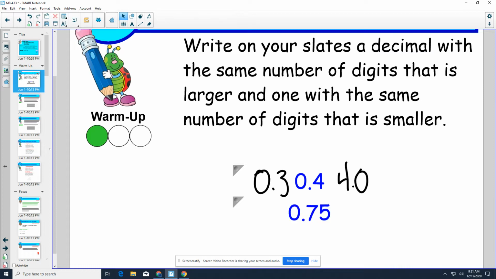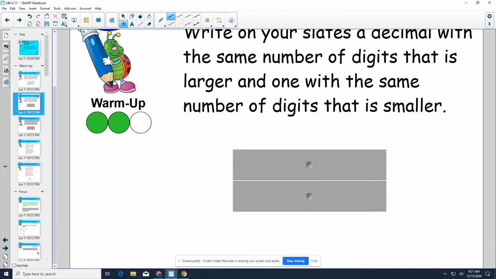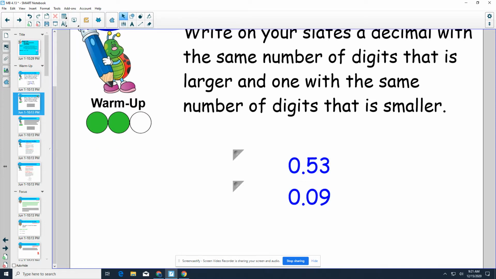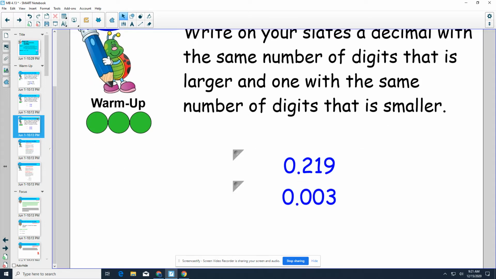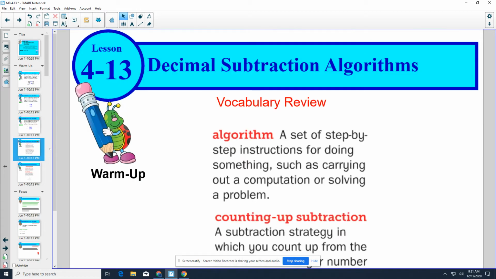And so let's look at one more here, and then you'll be able to do the rest. So let's see, a number that's less, same amount of digits. I could do 74 hundredths. And if I wanted to do one larger, like I said, I could do 76 hundredths. I use the same amount of digits, but they have the larger and the smaller. So same thing you want to do here. So think about what does 53 hundredths come between? What does 9 hundredths come between? And the same thing on this one. Think about 219 thousandths and 3 thousandths. What are two numbers that come between?